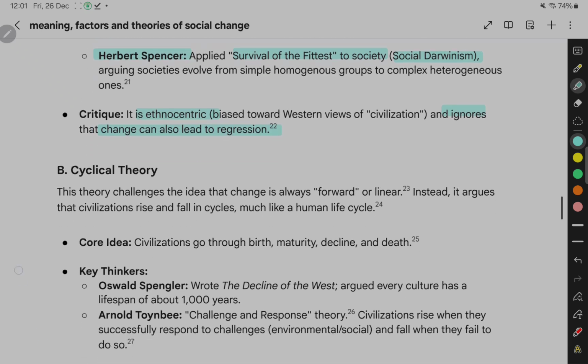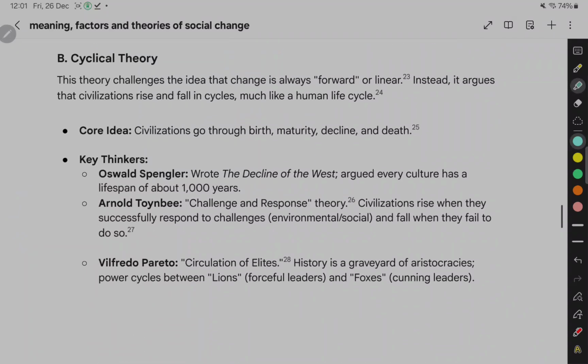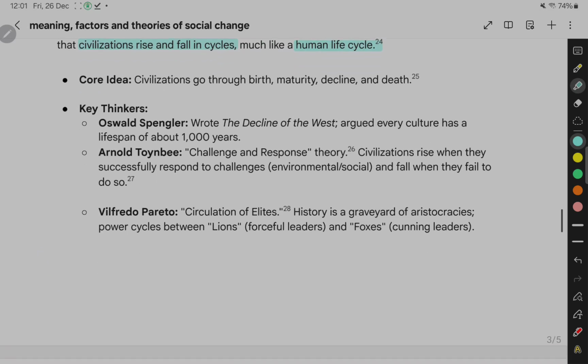B. Cyclical theory. This theory challenges the idea that change is always forward or linear. Instead, it argues that civilizations rise and fall in cycles, much like a human life cycle. Core idea: civilizations go through birth, maturity, decline, and death. Key thinkers: Oswald Spengler wrote The Decline of the West, and argued every culture has a lifespan of about 1,000 years.